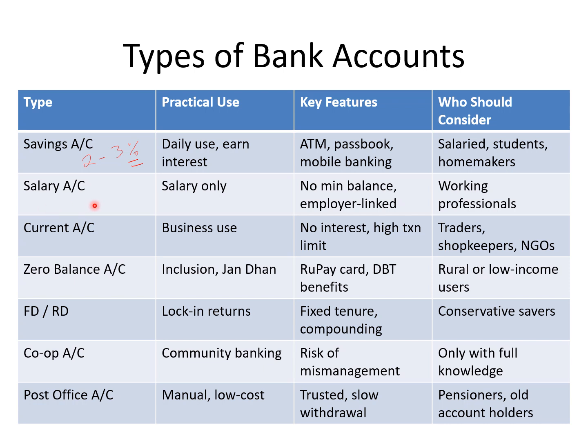Next type of account is salary account. These are given only to those individuals whose salary will be credited into the account. Here, no minimum balance is required. These are suitable for working professionals. Next type of account is current account. This is for business use. No interest is provided here for the amount in current account. But the benefit is high transaction limit is given, more cheque leaves are provided, etc. These are suitable for traders, shopkeepers, and NGOs.